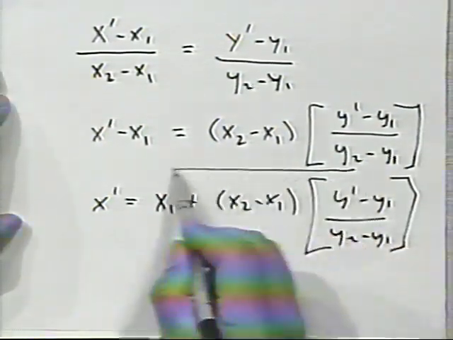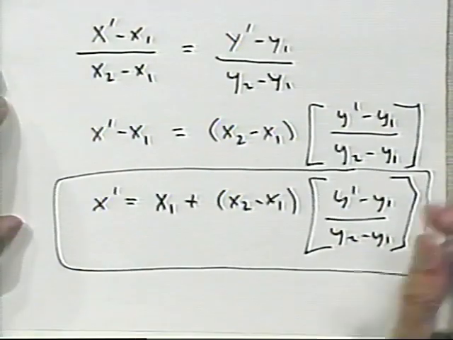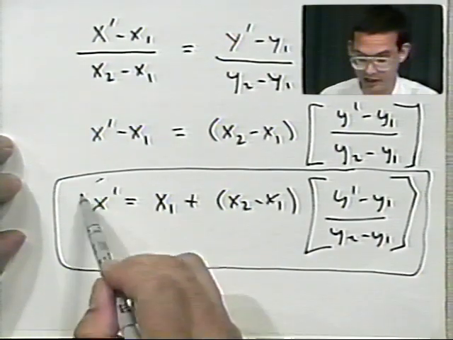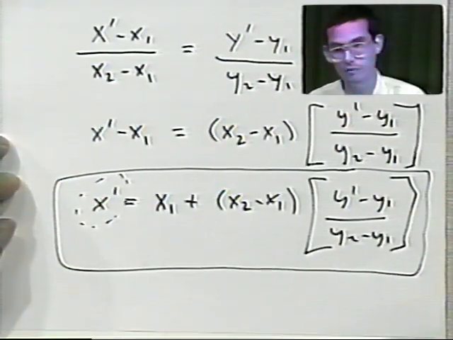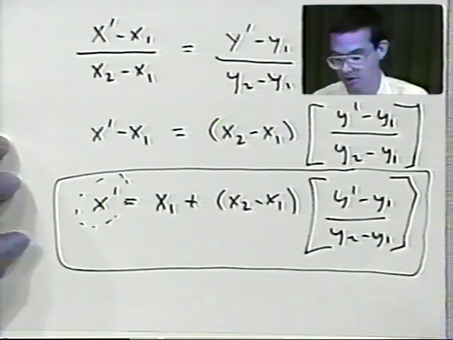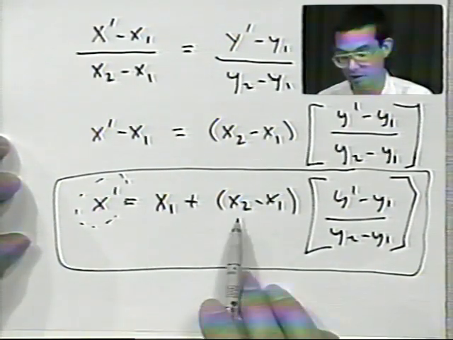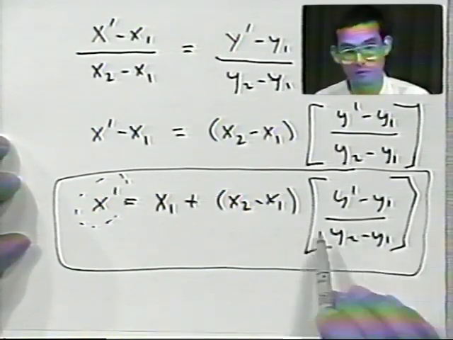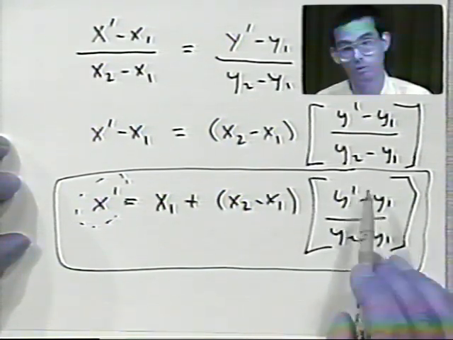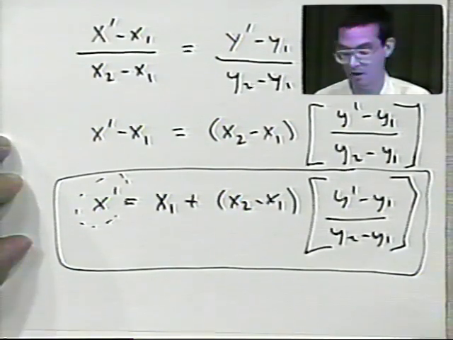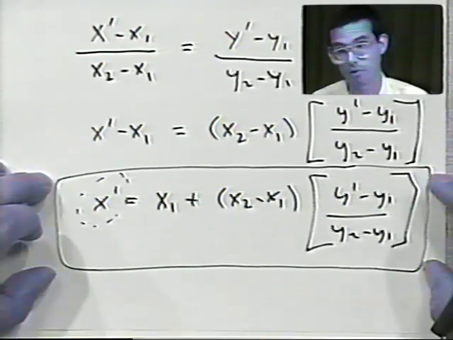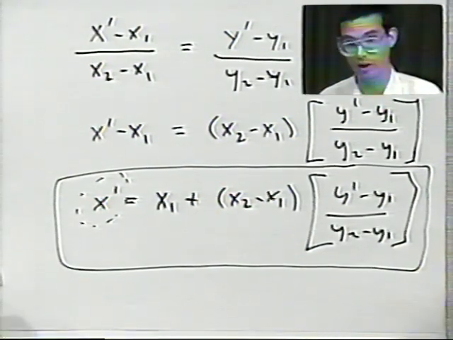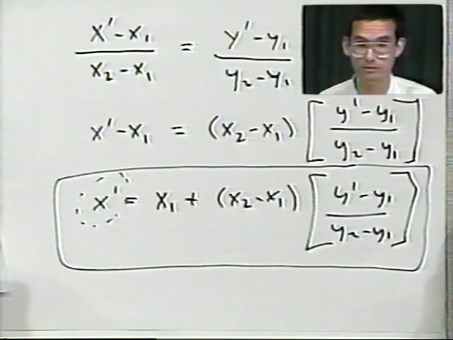Now what this gives us here, this final expression, is exactly what we desire. We're looking for a formula for calculating a particular value of the independent variable given known values x1, x2, y1, and y2, and a target value for the dependent variable y prime. Now this is a very useful formula, and we'll see in later lectures how we can use this in engineering economics to simplify our calculations. Thank you.